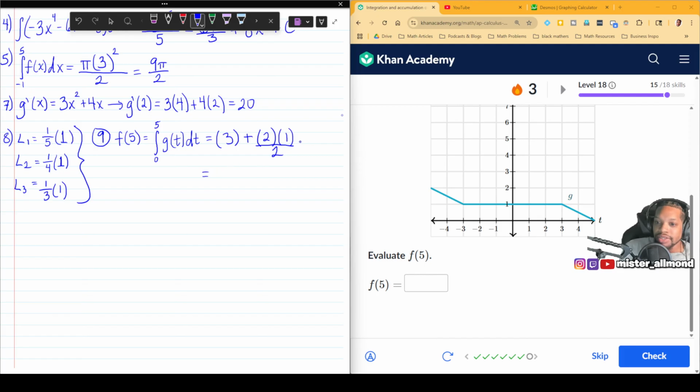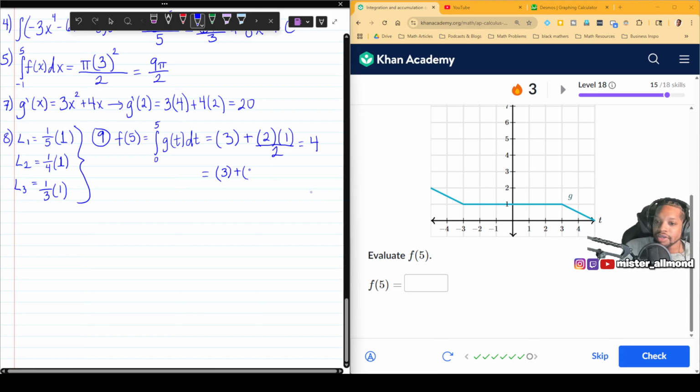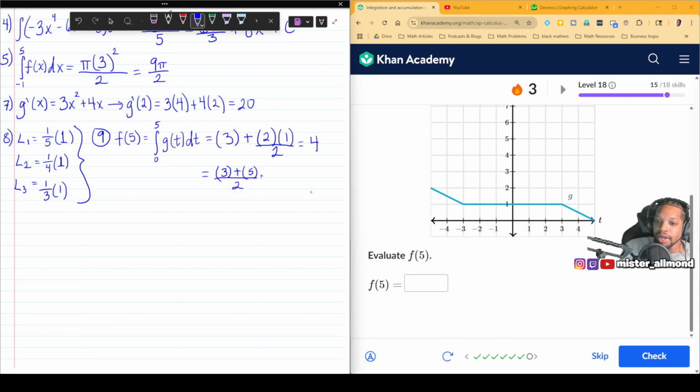Or I'm going to do it like this. I'm going to do it both ways. So this is 3 plus 1, which is 4. And you could have also did base 1 plus base 2. My first base is horizontal and it is 3. My base 2 is also horizontal and it would be 5. Divided by 2 and then multiplied by the height, which would be 1. So that would get you 3 plus 5 is 8. 8 divided by 2 is 4. So as you can see, no matter how you flip it, you get 4.